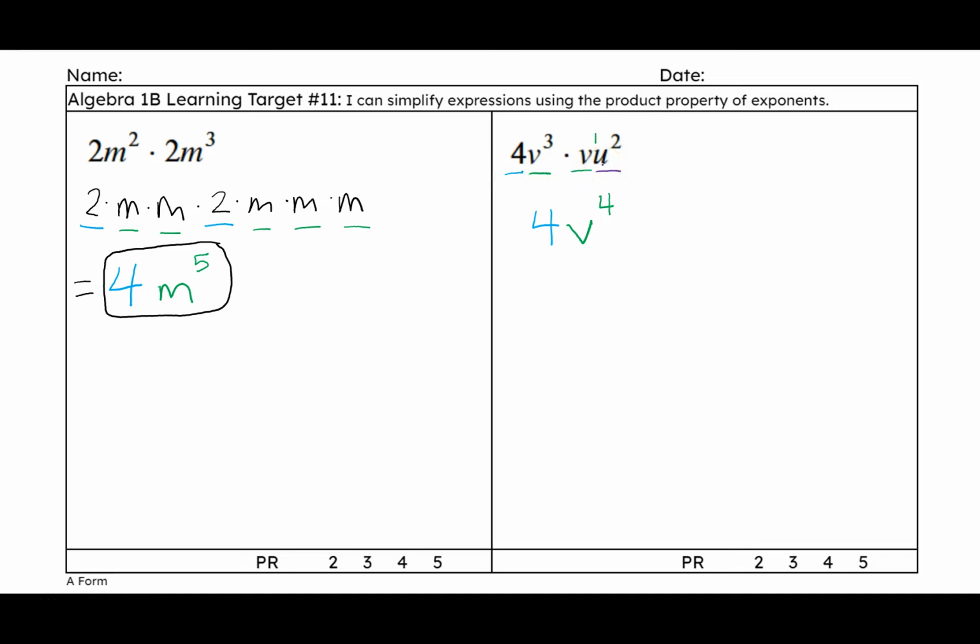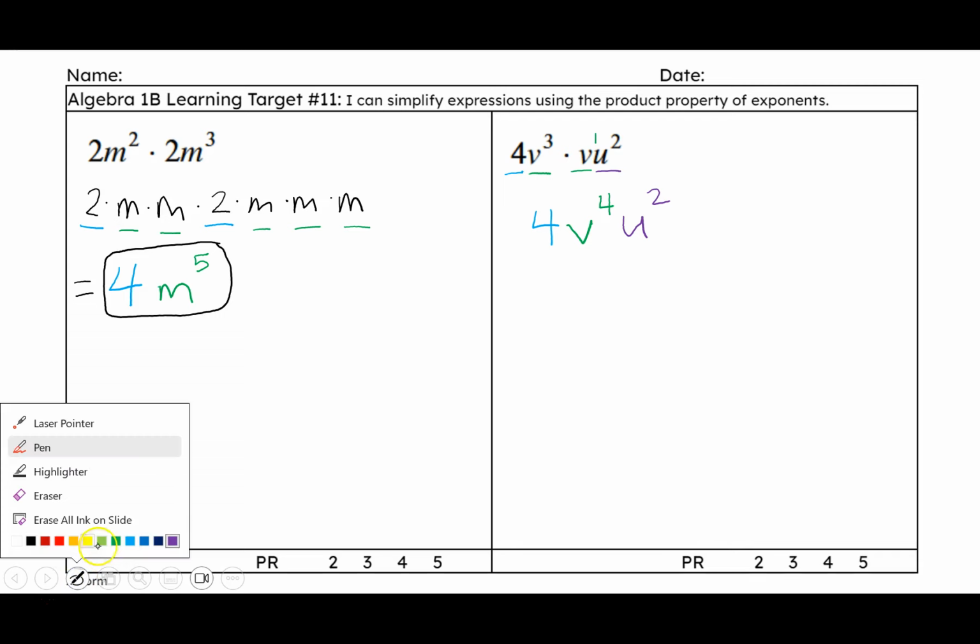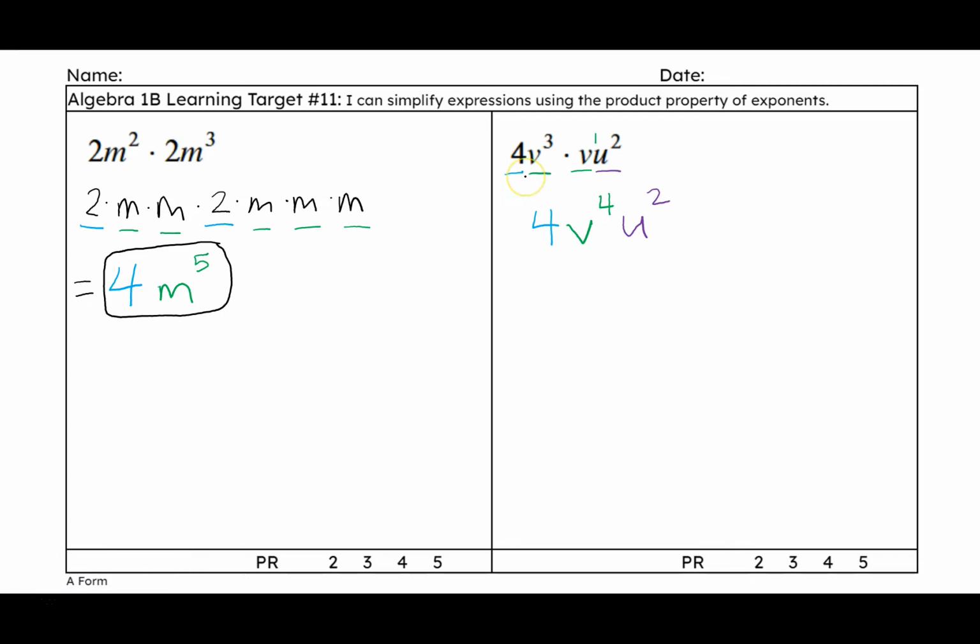Now, I wonder if I expanded all this out, would I get that same thing that I was just doing? Let's see. I want to double check. All right, so I've got the 4. That's times v times v times v, and then times 1 more v, and times u times u. Let's see, did I do this right? I've got the 4, and I've got 4 v's, nice, and I've got 2 u's. Yeah, I think that worked.